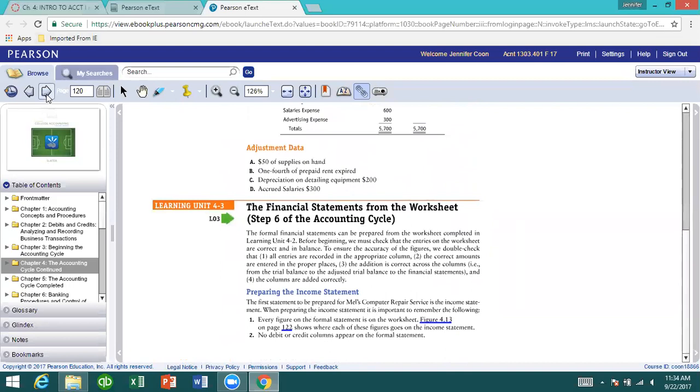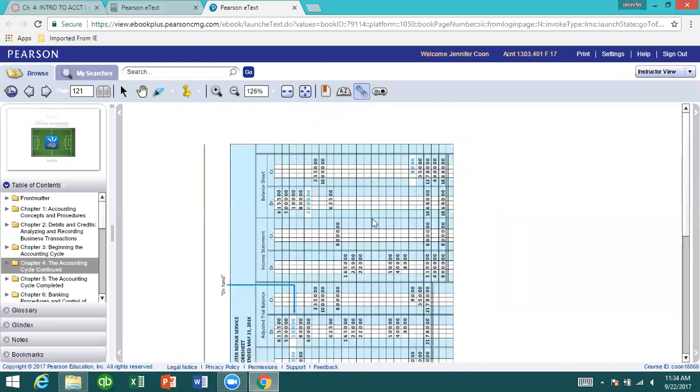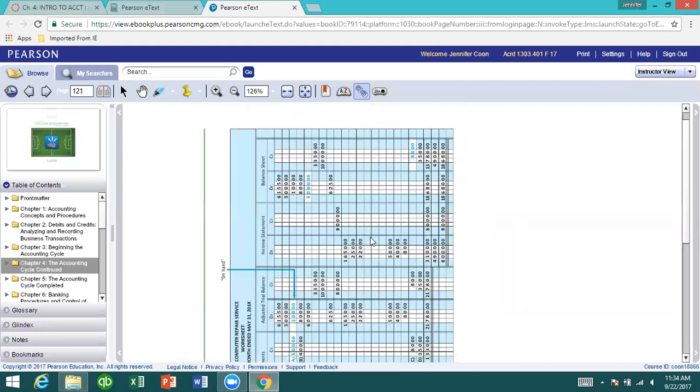Preparing the income statement. Okay, so they got our page flipped again. So there was your income statement. Then when you come over here, you're going to copy that net income line over here on the credit side, because we would increase our capital account, right, by the net income. And you're going to balance your balance sheet account.